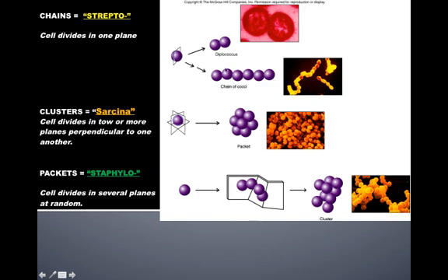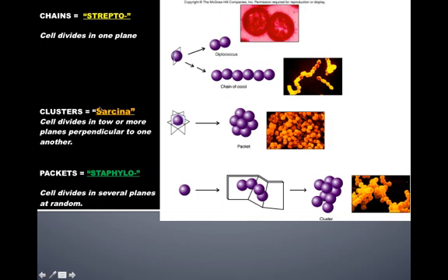Now, sometimes it creates that whole long chain. Then we use that prefix strepto. So streptococcus, the type of bacteria that causes strep throat, makes this long chain-like effect of cells. As more and more cells reproduce, the chain gets longer.